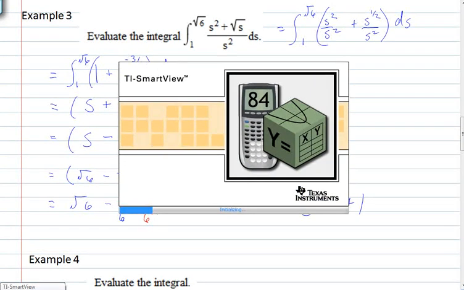Now, I'm going to show you, hopefully if the computer doesn't crash because I opened the calculator, how you can evaluate these on your calculator.